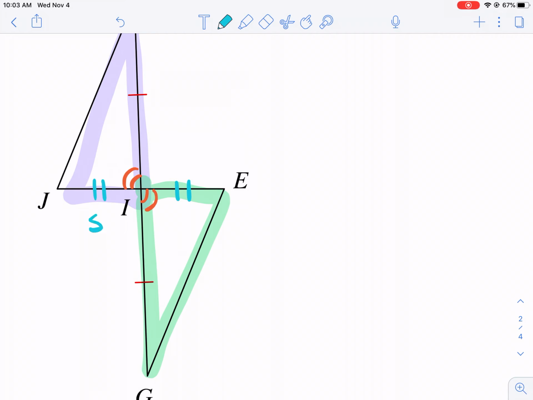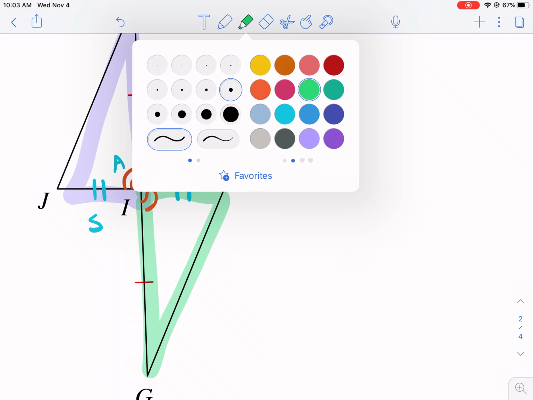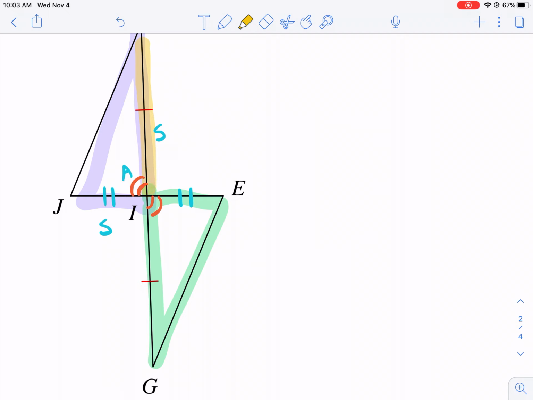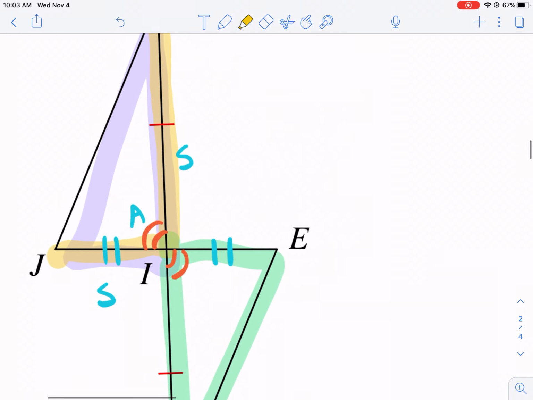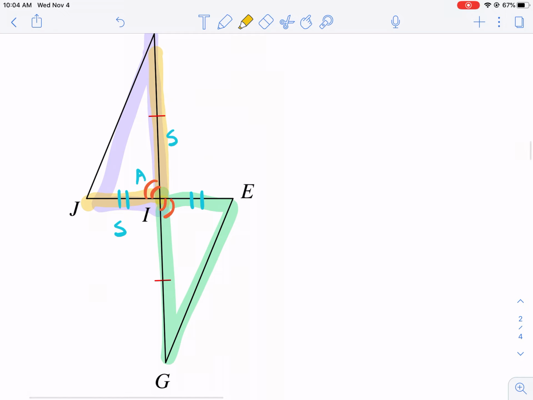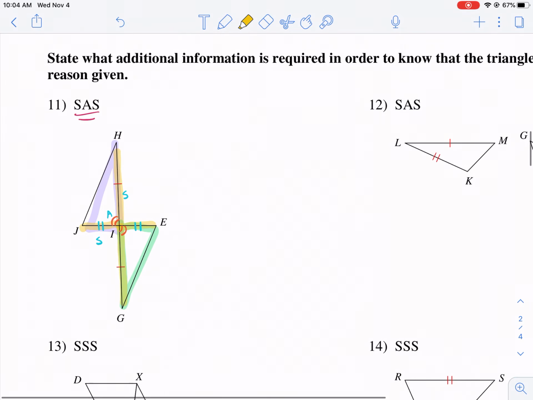Why? Because we have a side, we have an angle, and a side. The two sides must sandwich the angle. The two sides must form the angle together. So the two sides are the two sides of the angle. Same thing with the green one, it has to be the case, and it is. So that's what we need to add.